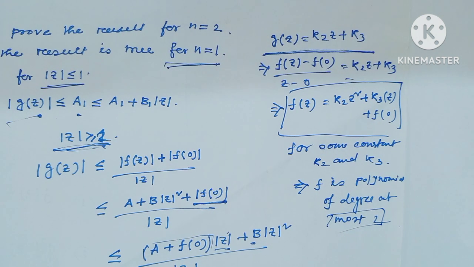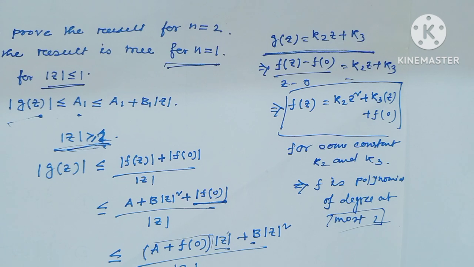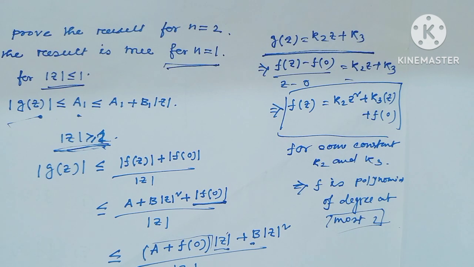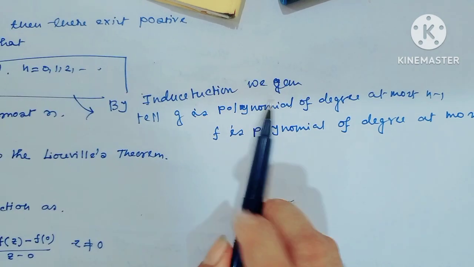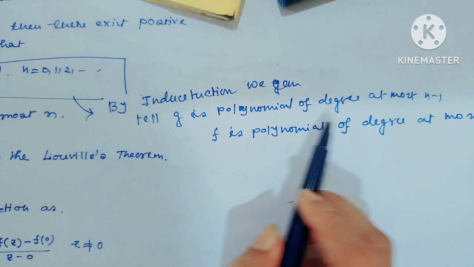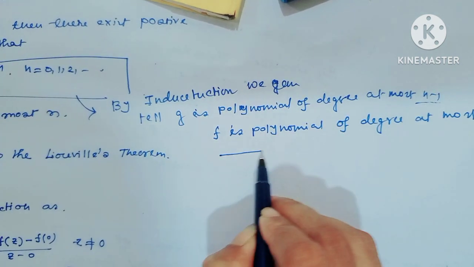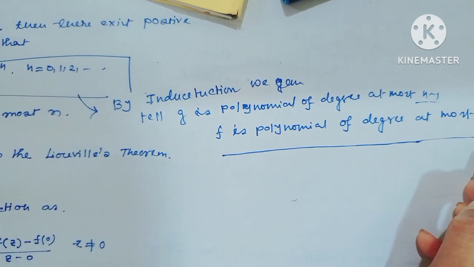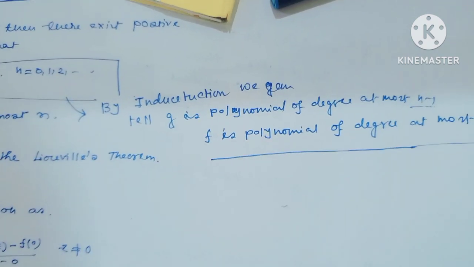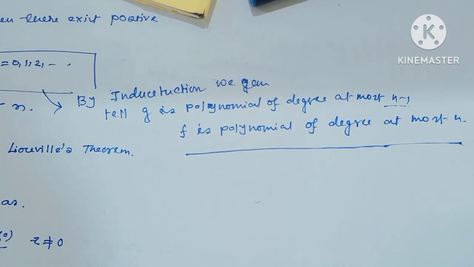I hope all my viewers have understood. Therefore, when n equal to 2, that implies F is a polynomial of degree at most 2. Therefore, by induction we can tell G is a polynomial of degree at most n minus 1 and F is a polynomial of degree at most n. I hope all my viewers have understood this clearly.